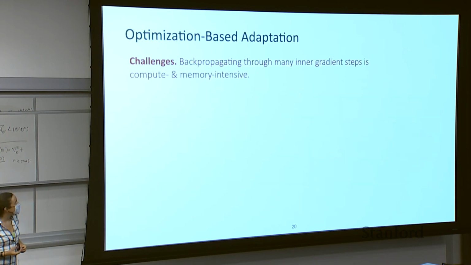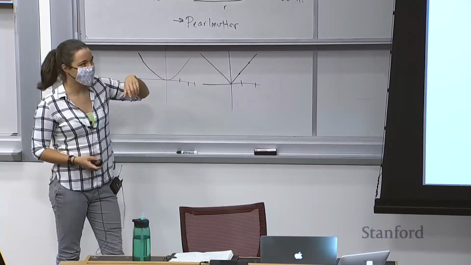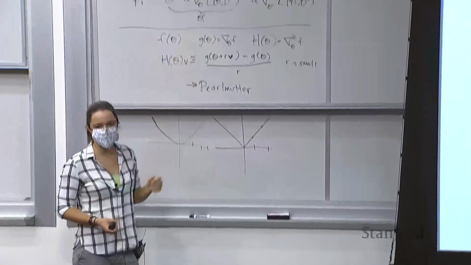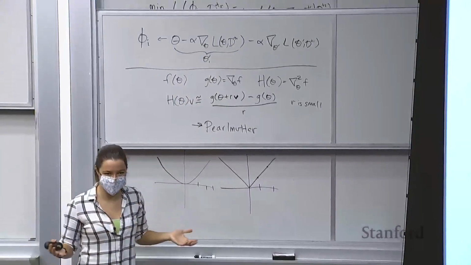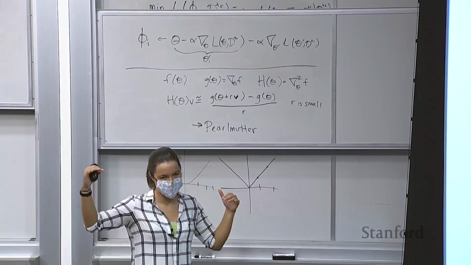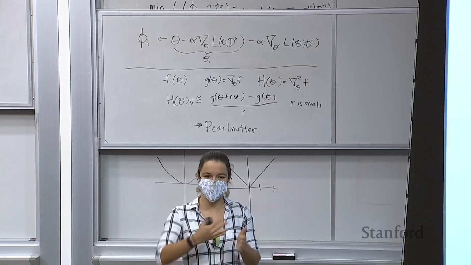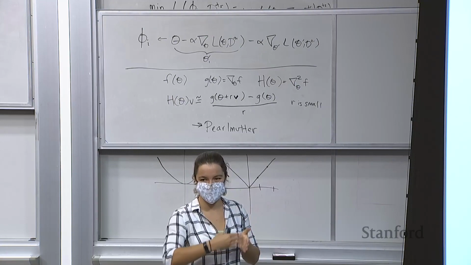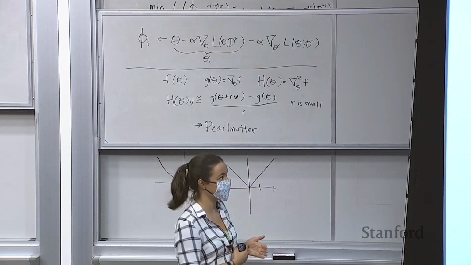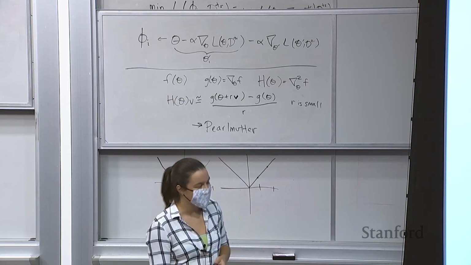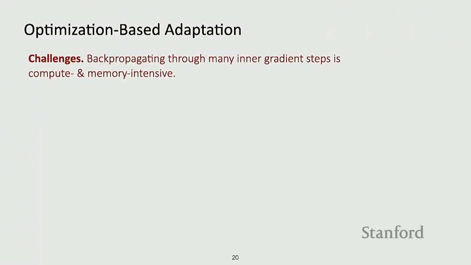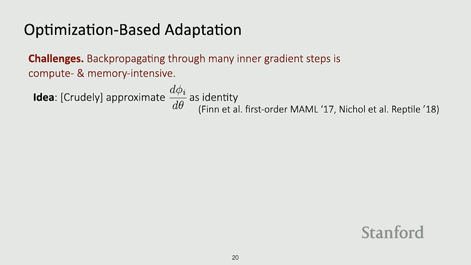Okay, and then the second challenge that comes up is that you do have to backpropagate through this optimization procedure. If you have one gradient step, that's not too hard. But if you have a lot of gradient steps, then optimizing through all of those gradient steps can be computationally expensive and also memory intensive because you have to store the optimization in memory. There's a few different approaches for trying to solve this, particularly in cases where you want to have a large number of inner gradient steps.